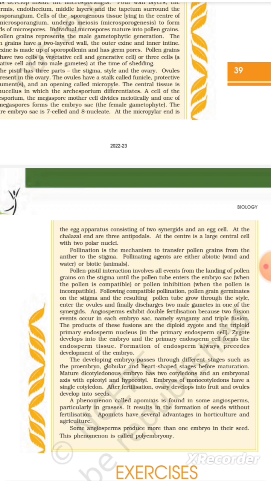A phenomenon called apomixis is found in some angiosperms, particularly in grasses. It results in the formation of seed without fertilization. Apomixis has several advantages in horticulture and agriculture. Some angiosperms produce more than one embryo in their seed. This phenomenon is called polyembryony.